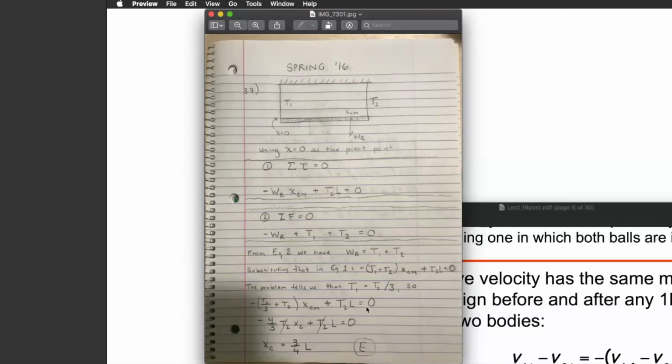And now I just go through and solve. I get negative (T2 over 3 plus T2), which is negative 4/3 T2, times x center of mass, plus T2 times L equals 0. The T2's cancel, by the way, and I end up getting that x sub c equals 3/4 L.